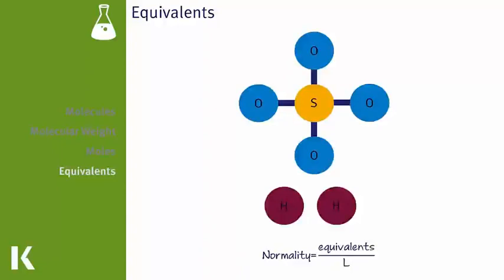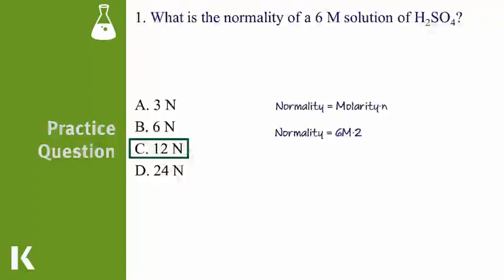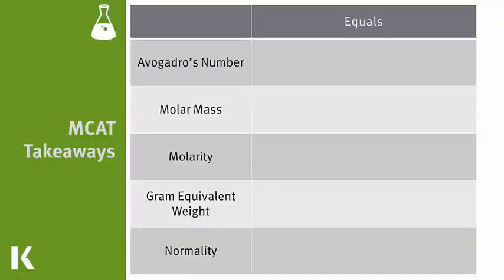Now that we've reached the end of this video, let's come back to that question from the beginning. What's the normality of a 6 molar solution of H2SO4? In answering this question, you should remember that normality is molarity times the number of particles of interest per mole. So in this case, the normality of H2SO4 is 6 moles times 2, or 12N. With the information from this video, you should be able to fill in this chart.